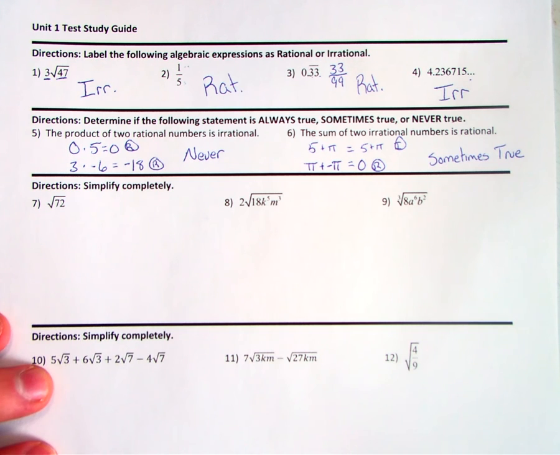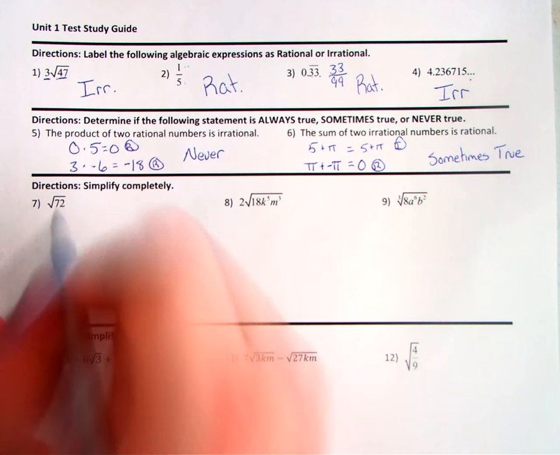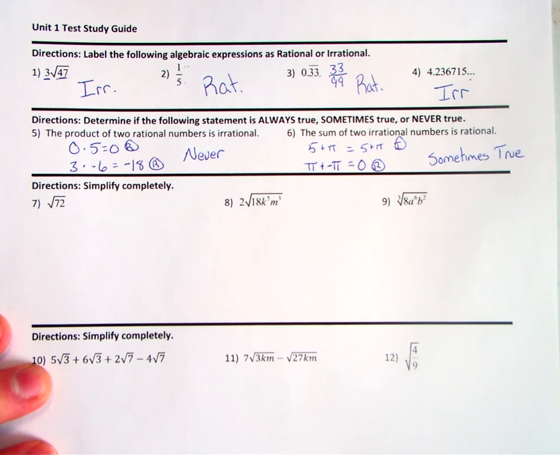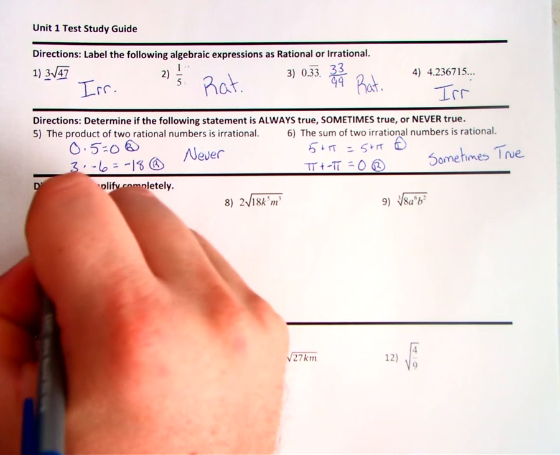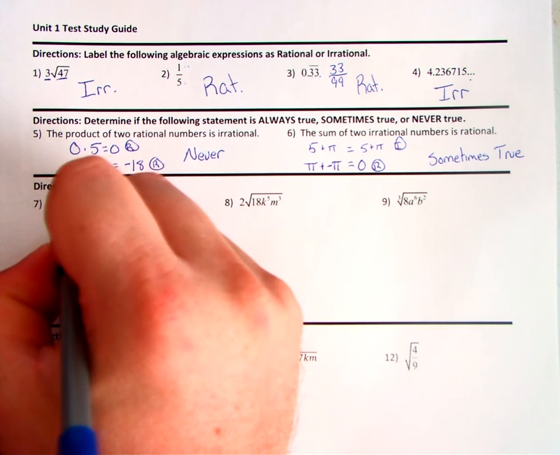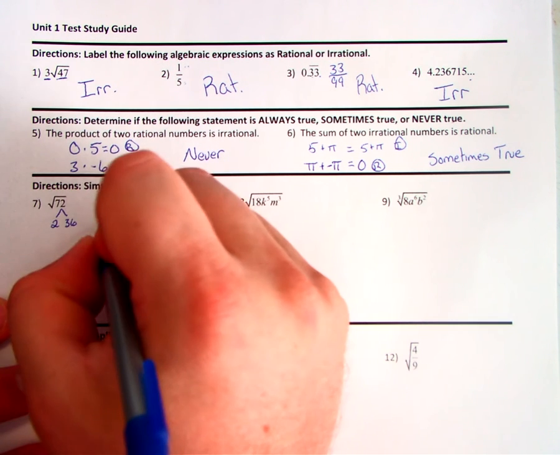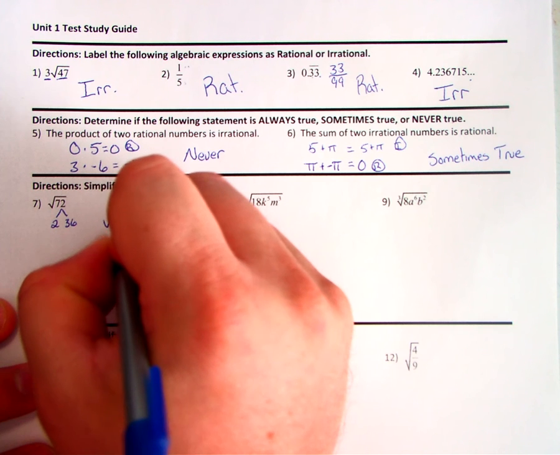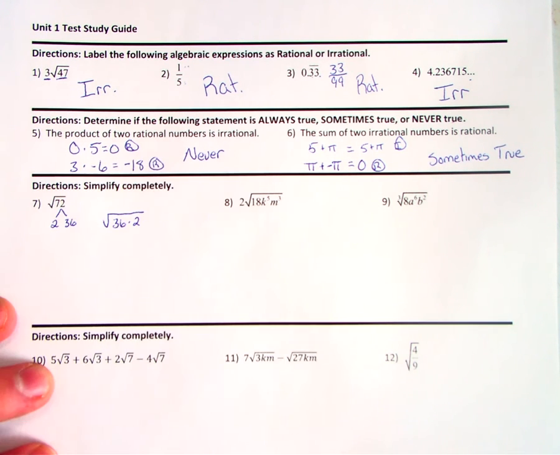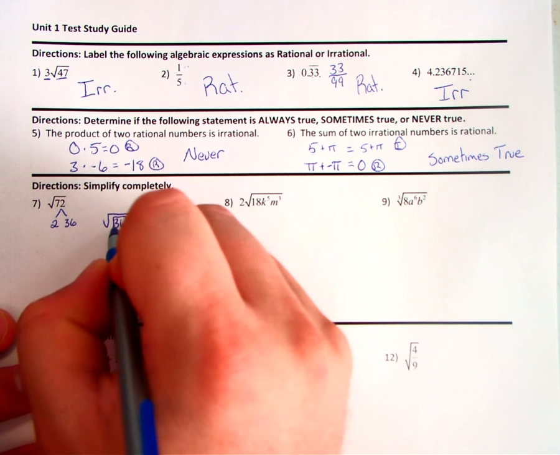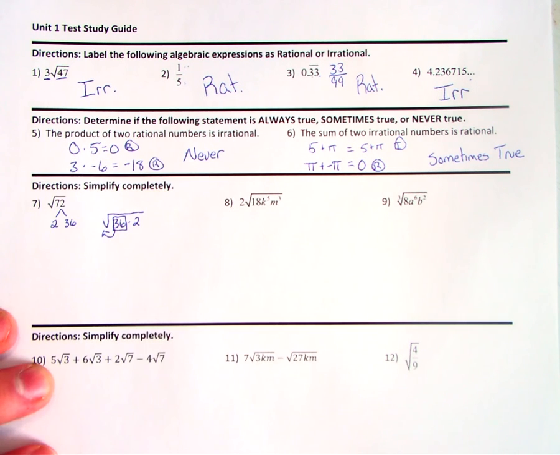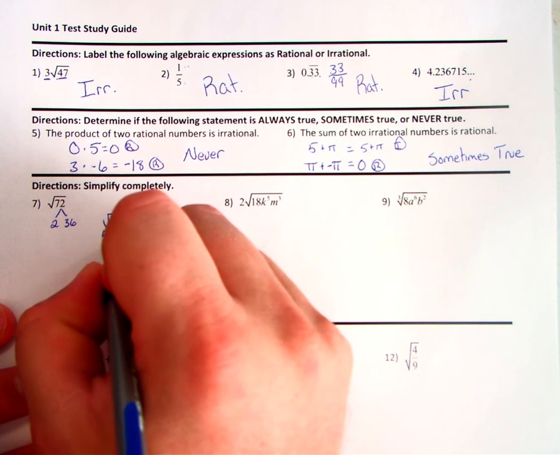Number 7, simplify completely. So we want to find our prime factors, or we talked about in class being able to find perfect square factors. And so in this case, we're going to end up being able to do a little bit of both, because our first prime factor is 2. We divide by 2, and we end up with 36. So this is the square root of 36 times 2, and we should recognize that 36 is a perfect square, and thus we can pull one of its pairs out. The square root of 36 is 6.